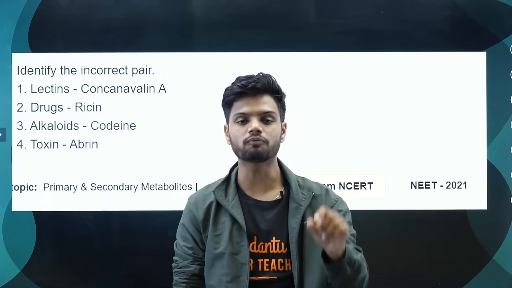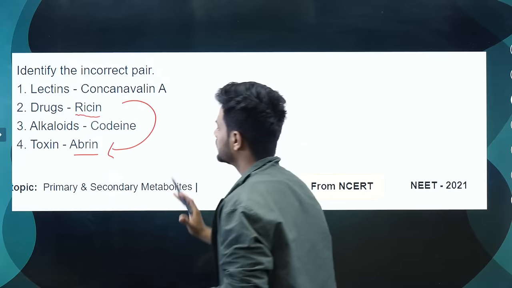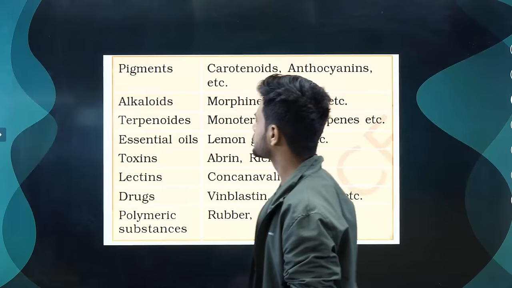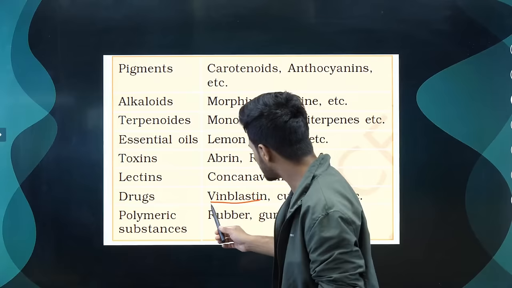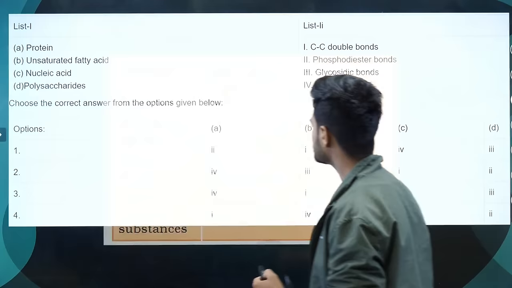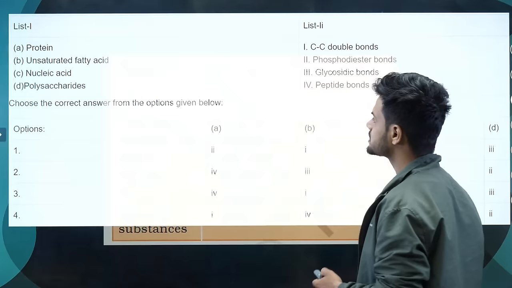So ricin is a type of toxin along with your abrin. Abrin and ricin are toxins. It is the mismatched pair here. Drugs are going to be what? Drugs are going to be your vinblastin as well as curcumin. Curcumin is obtained from Curcuma longa, which is your turmeric. Vinblastin is obtained from Vinca rosea, which has anti-cancerous property. Okay.